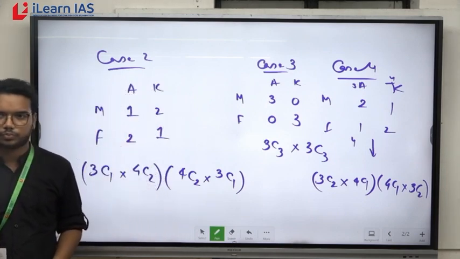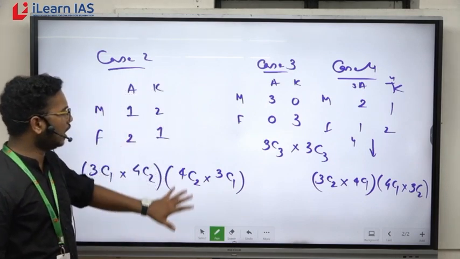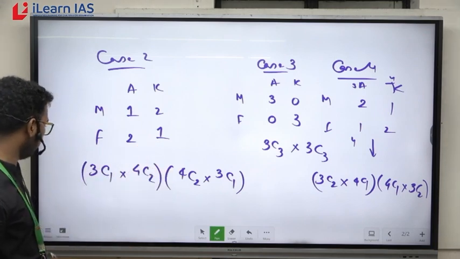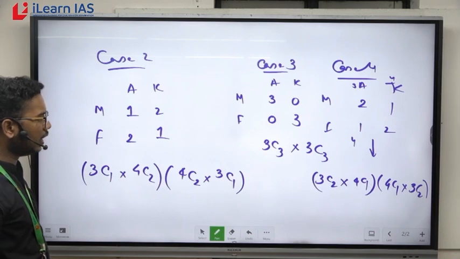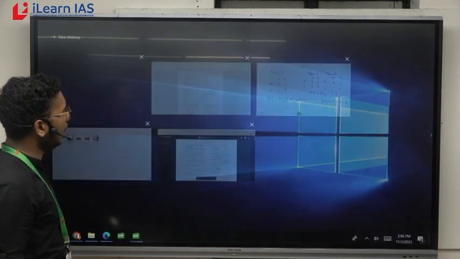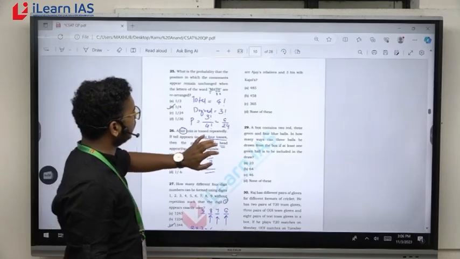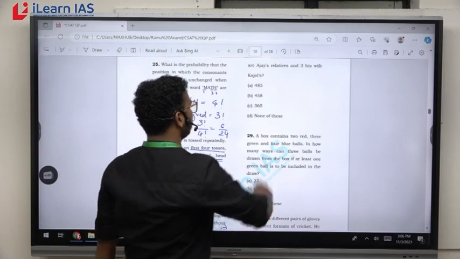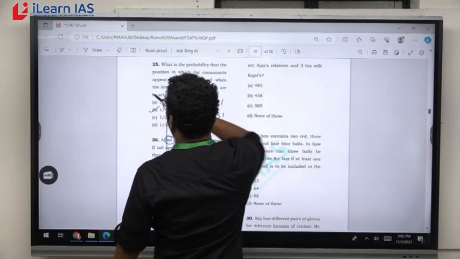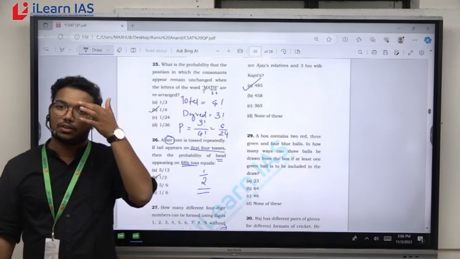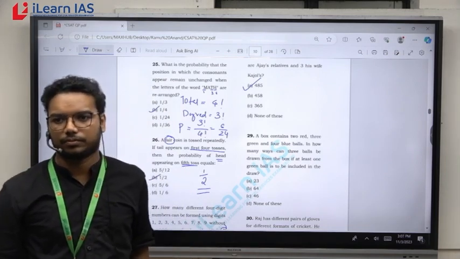ക്ലിയർ? ഇതൊക്കെയാണ് നമുക്കുള്ള പോസിബിലിറ്റീസ്. ഇനി എല്ലാ പോസിബിലിറ്റീനെയും ആഡ് ചെയ്ത് കഴിഞ്ഞാൽ യു വിൽ ഗെറ്റ് ദി ടോട്ടൽ വേസ്. ടോട്ടൽ വേസ് ഇസ് 485. Clear?